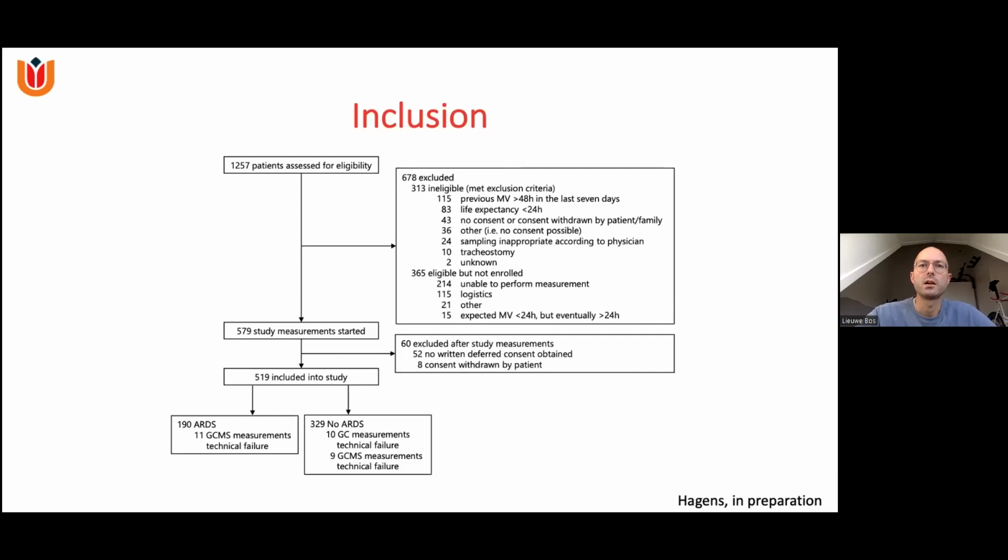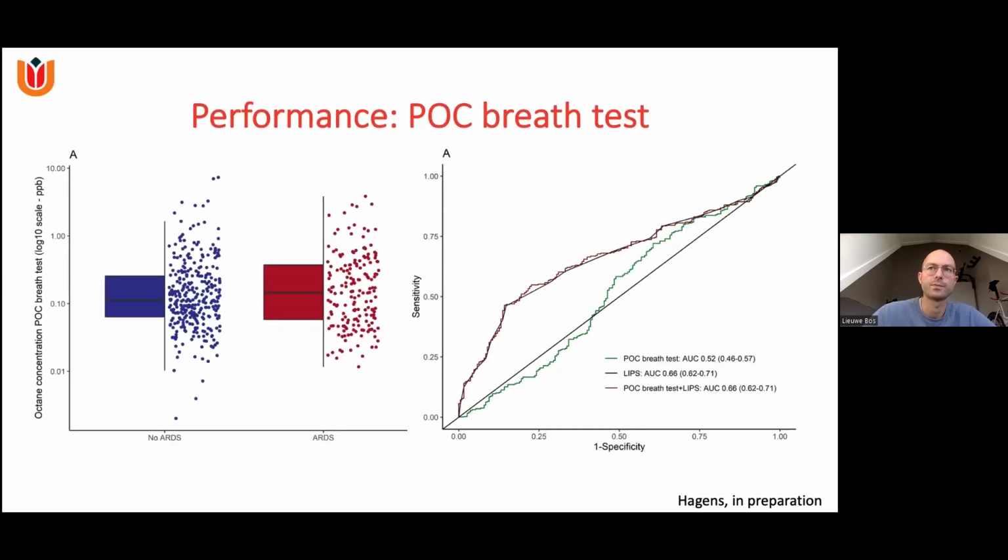There were 10 compact GC measurement failures and 20 GCMS failures. So we had the index tests available in more than 90% of the patients. These are the shocking results.